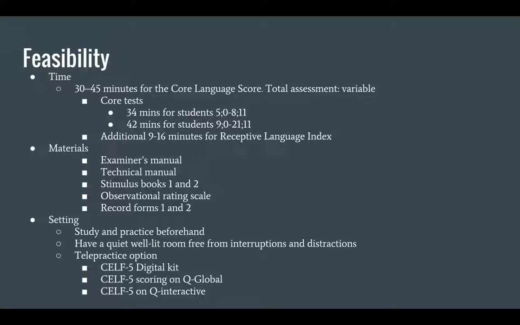Materials do not include a lot. The first is the examiner's manual, second is technical manual, and then the stimulus books 1 and 2, observational rating scale, and the record forms 1 and 2. So where would you administer this test? Have a quiet, well-lit room free from interruptions and distractions, and be sure to practice and study the test beforehand. Telepractice is an option with the CELF-5 Digital Kit, CELF-5 Scoring on the Q-global, and CELF-5 on the Q-interactive.